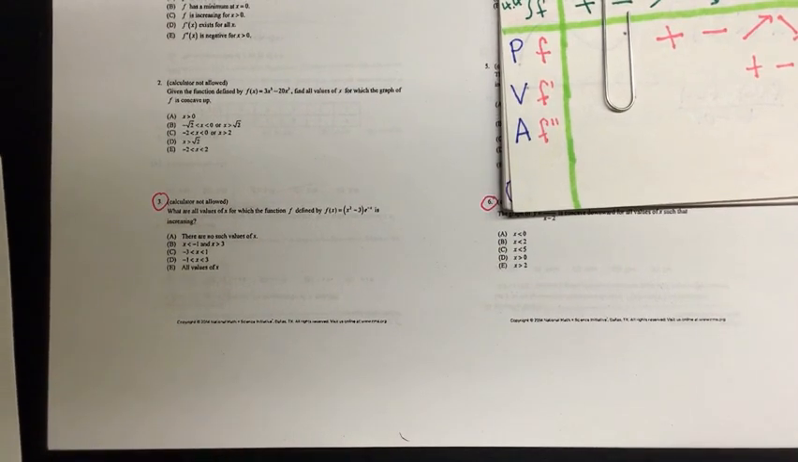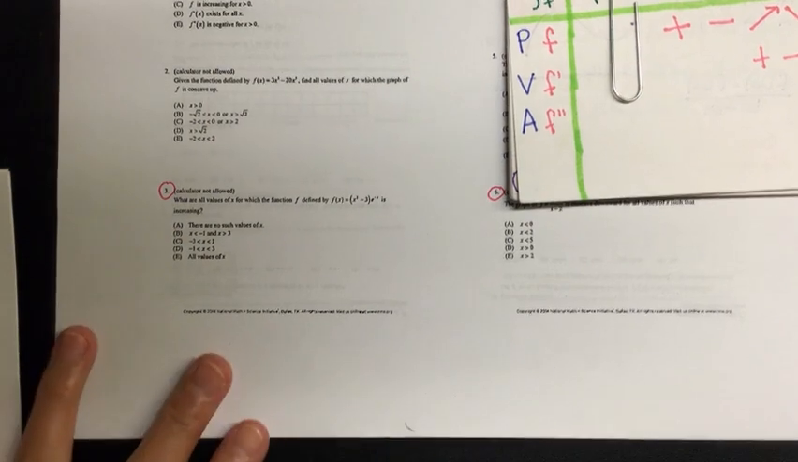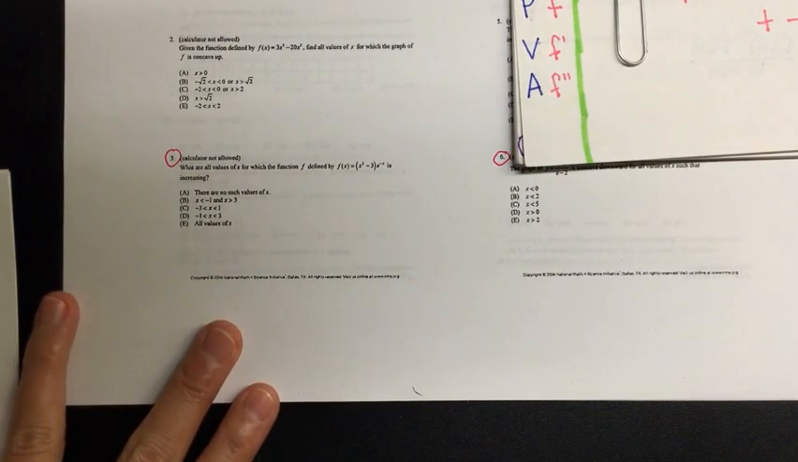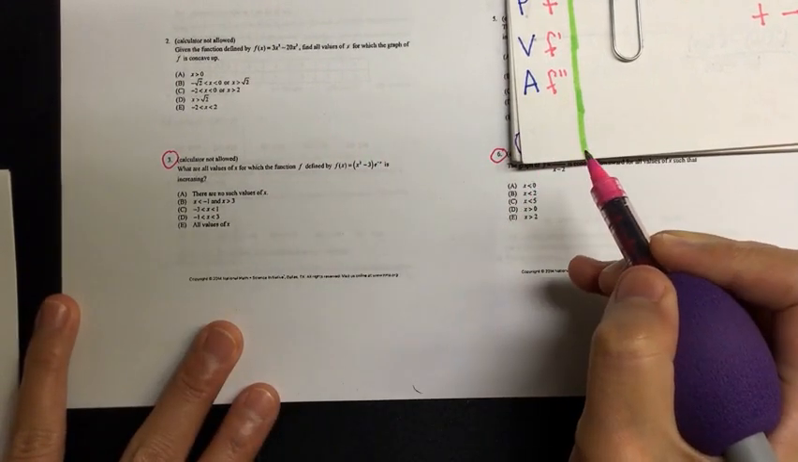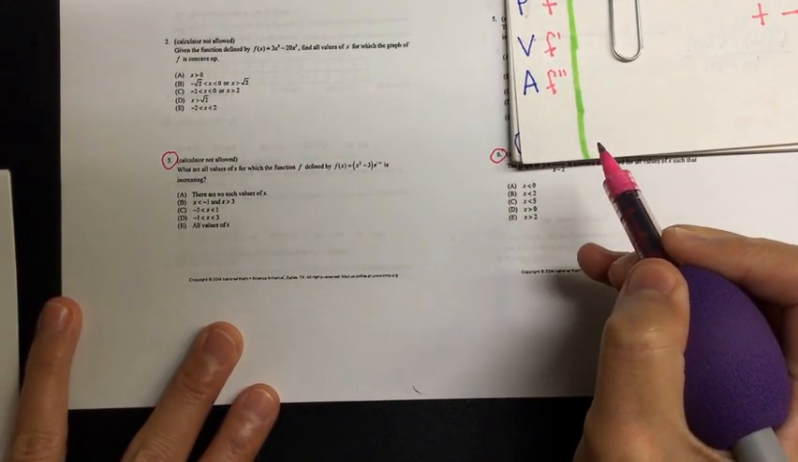minus 3 e to the negative x is increasing. So for us to figure out where it's increasing, we have to first find the derivative and then set that equal to 0 to find critical points. So for this one, let's see.